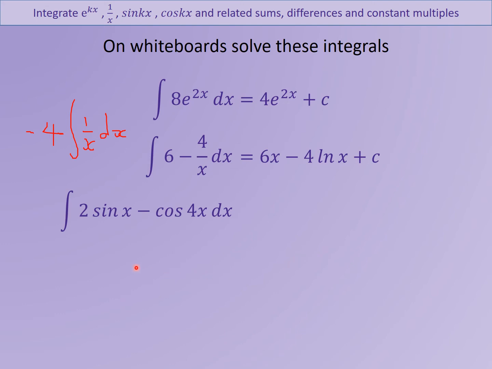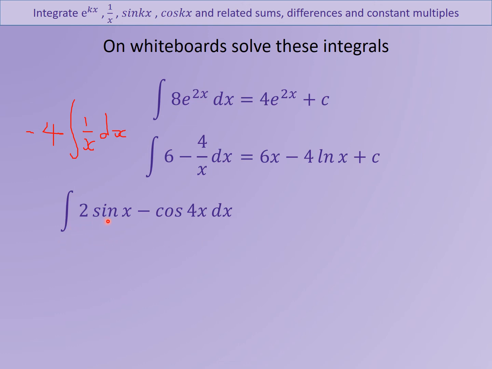Okay, right, try this one. The integration of 2 sine x minus cos 4x. And don't forget, before you pause it, don't forget that you can do this as 2 separate bits. So integrate that minus the integration of this. Okay, so let's see how far you got then.